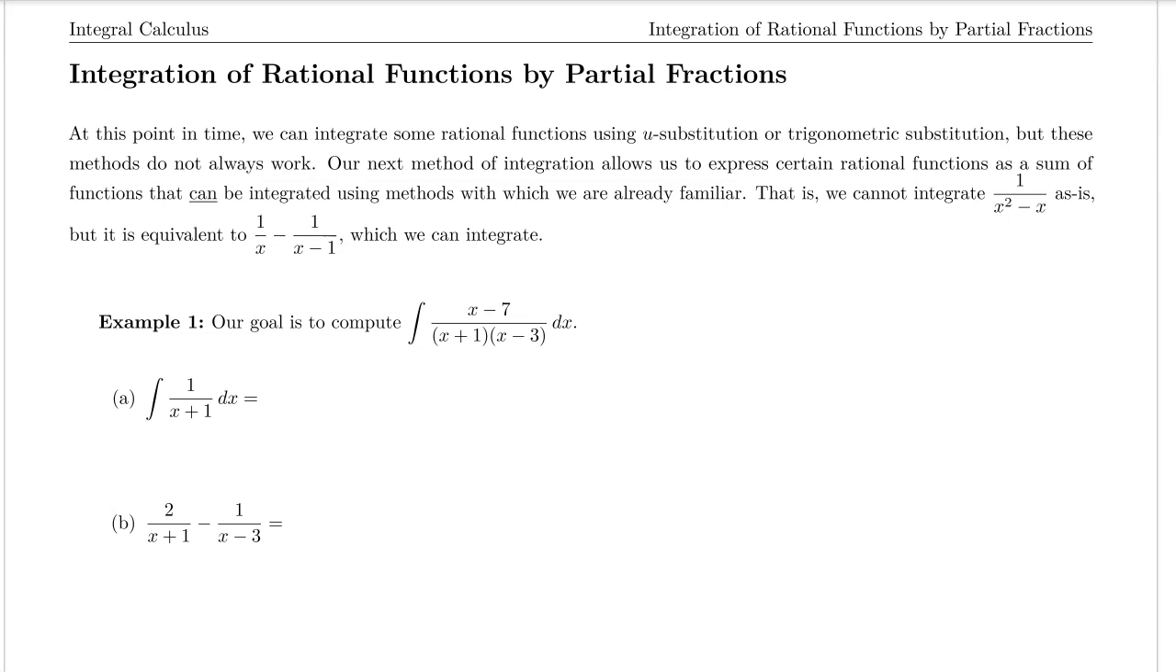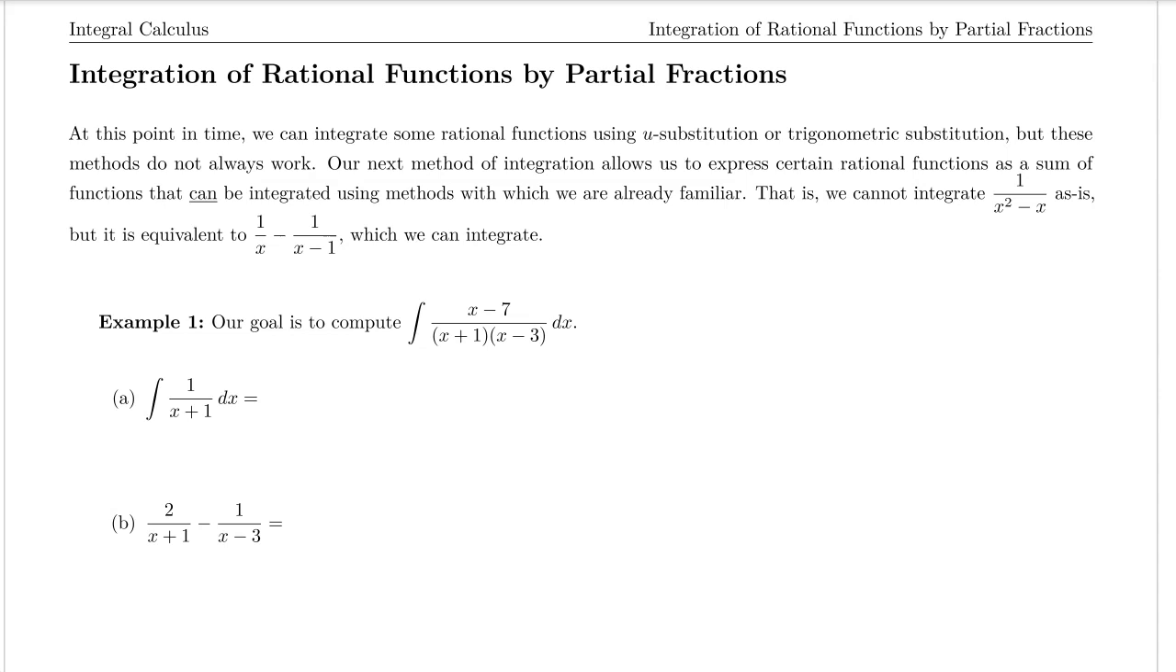In this video, we're going to be talking about integration of rational functions by partial fractions. At this point in time, we can integrate some rational functions using U substitution or trigonometric substitution, but these methods do not always work. Our next method of integration allows us to express certain rational functions as a sum of functions that can be integrated using methods with which we are already familiar.